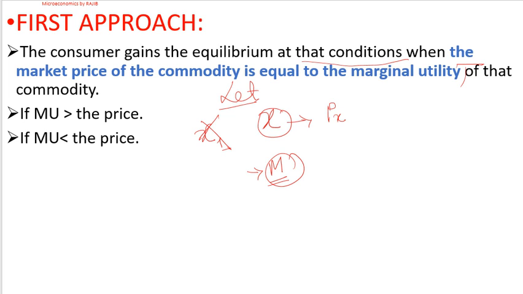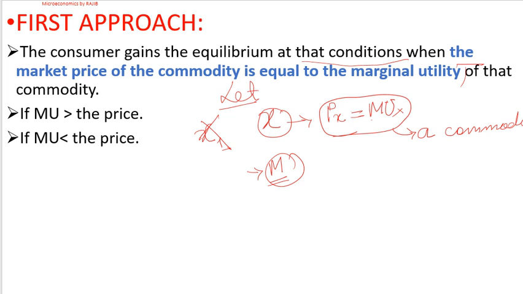So our equilibrium condition for one commodity is that price of x must be equal to the marginal utility derived from consuming the commodity x, MU. So here the market price of the commodity is equal to the marginal utility of that commodity. This is the condition for consumer's equilibrium for only one commodity. This is important here.